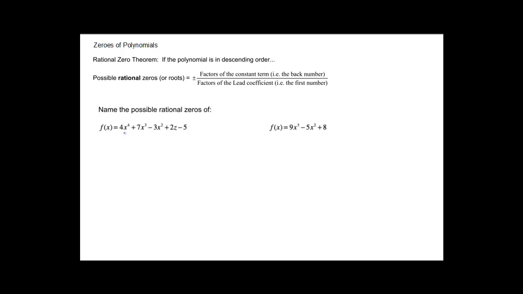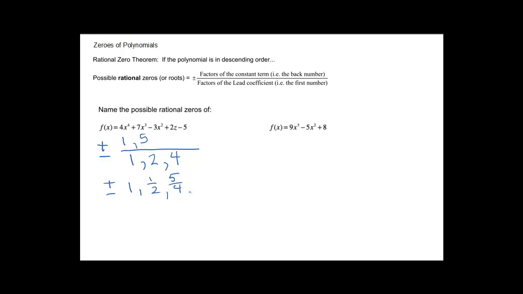So if we write the possible rational zeros for this problem, we have plus and minus factors of the constant term. Factors of the constant term are 1 and 5, over factors of the leading coefficient. So we have 1, 2 goes in there, 3 doesn't go in there, but 4 goes in there. So we have 1 over everything. So 1 over 1 is 1. 1 over 2 will be a half. 1 over 4 will be 1/4.